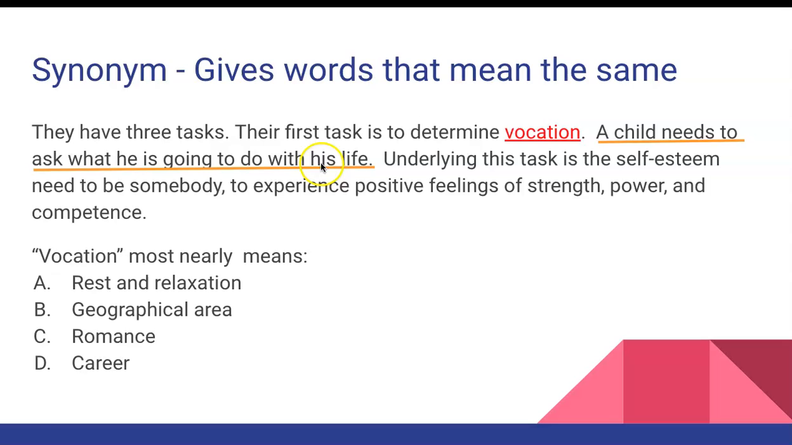Going to do with his life is a synonym for vocation. They mean the same thing. So they're saying what the first task is right here, and then they're repeating that task right here in this sentence. So they're giving a synonym for the previous sentence, and more specifically, the word vocation. So if we look at what they're going to do with his life, we can say, oh, going to do, they're going to figure out their career or their job in the future or what they want to do as a profession. So when we look down here at our choices, we can say, oh, it's career because it has to do with the future and their life. And so we would select D.